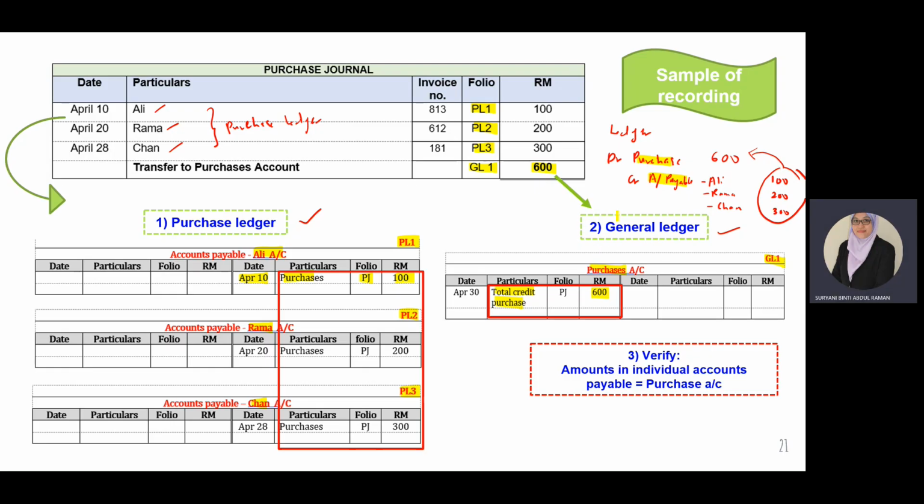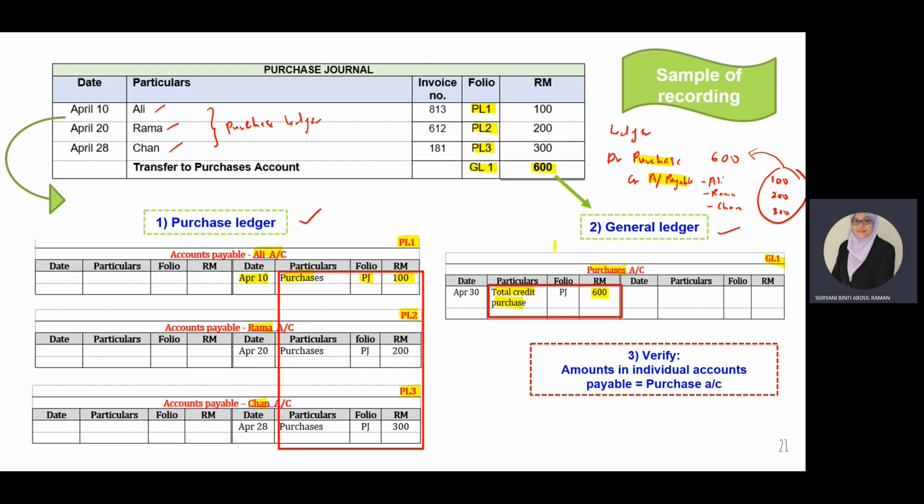And it's quite different from what we learned in chapter 4, because in chapter 4, we are recording the information directly to the ledger. We skip the journal transaction because at that time, our objective is just to show the effect of the transaction into the ledger. That is why we don't record it as a total. Instead, we record it by individual transaction on the accounts payable.